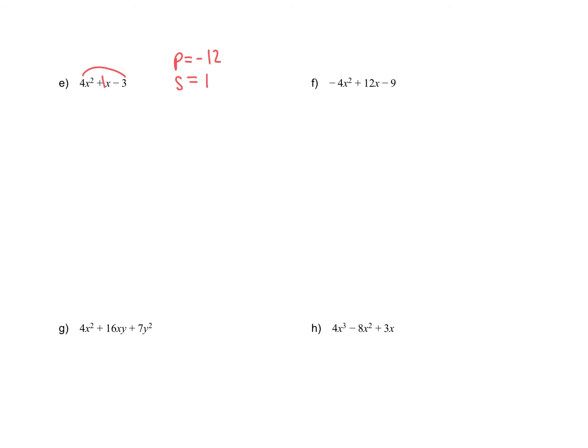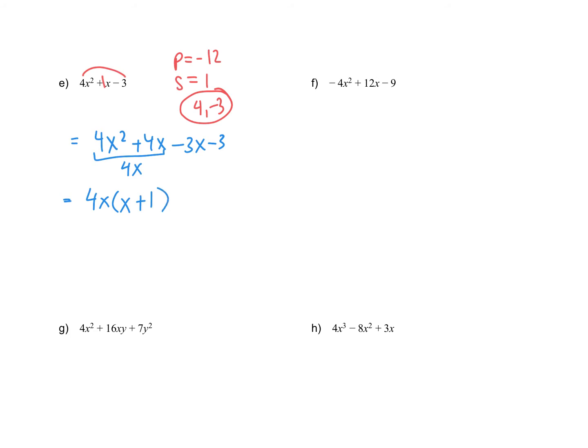All right, so hopefully for your magic numbers, you said positive 4 and negative 3. You needed one of each to get that negative product. And now we can decompose. So 4x squared plus 4x minus 3x minus 3. In the first pairing, 4x is common. And when we divide 4x squared divided by 4x, we get x. And then 4x divided by itself is 1.